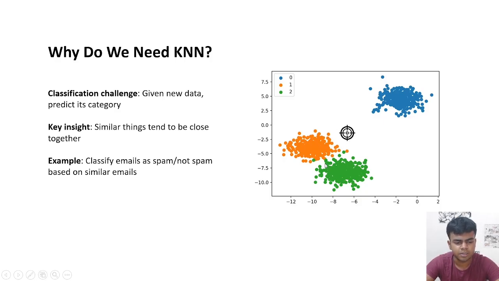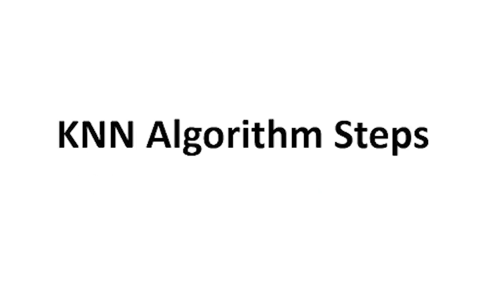It's based on the idea that similar things tend to be close together. So this point might belong to orange or green, as these are the classes which are close to this point. Another example would be classifying an email as spam or not spam based on similar emails. So let's get to the implementation of KNN.